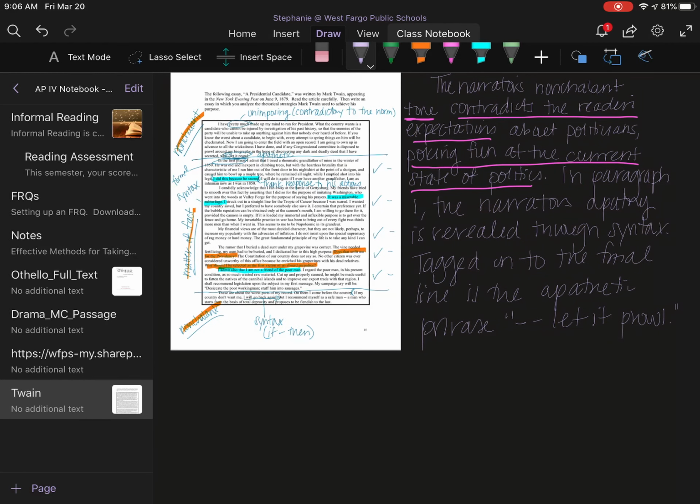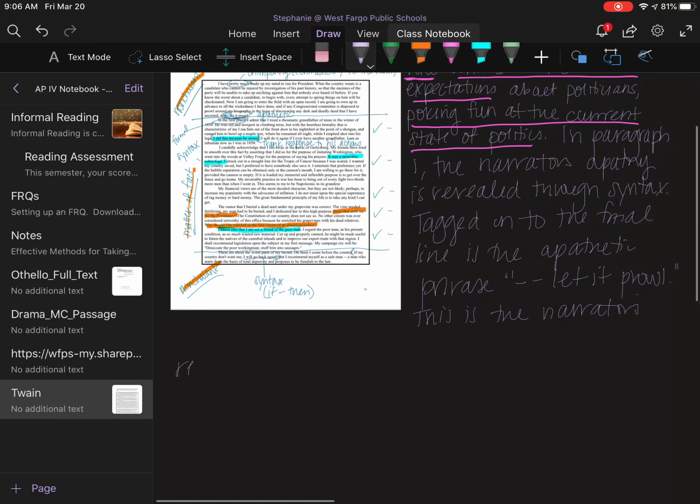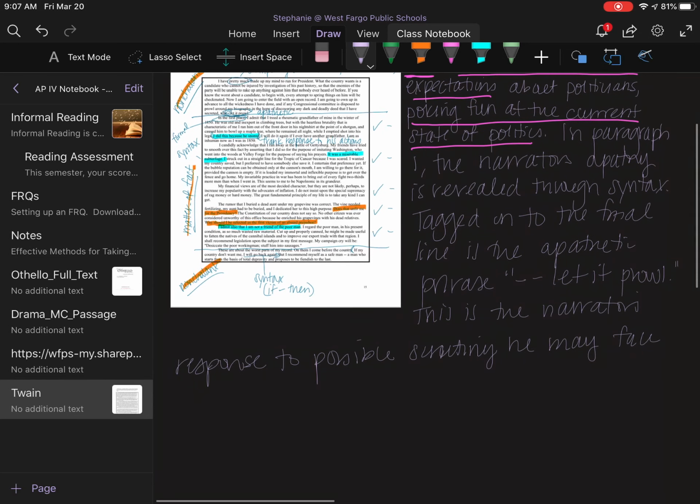Now, I'm going to explain some context because if you've just seen this little quote, you're not going to know what it means when it says "let it prowl." So I'm going to say, this is the narrator's response. I'm going to go over here now. To possible scrutiny he may face as a presidential candidate.